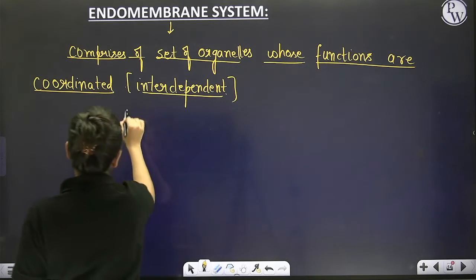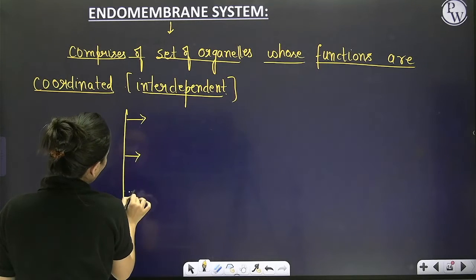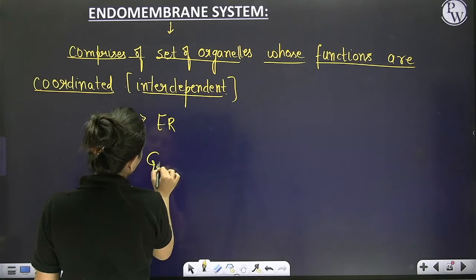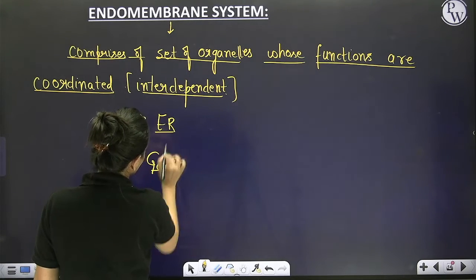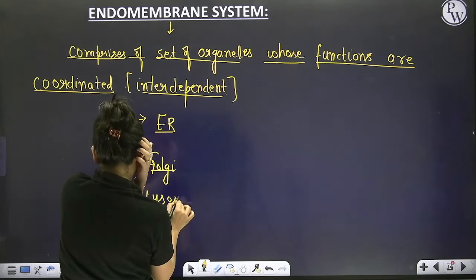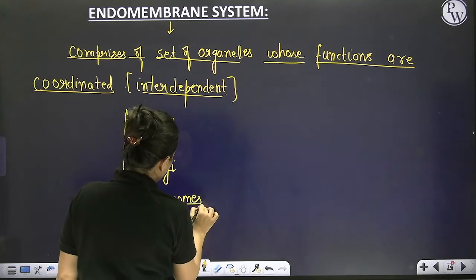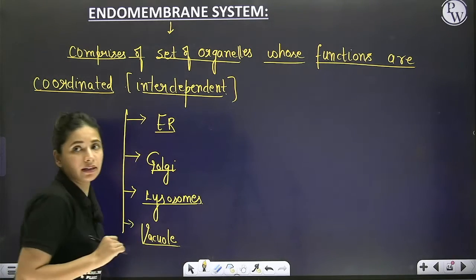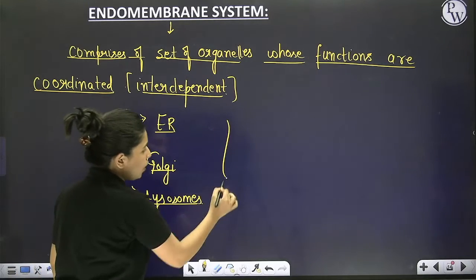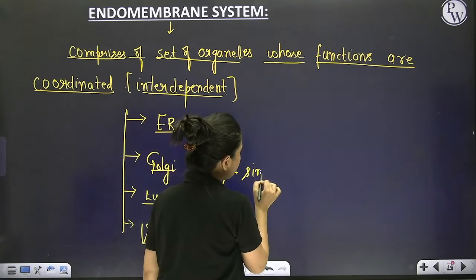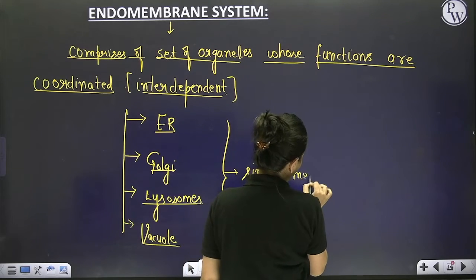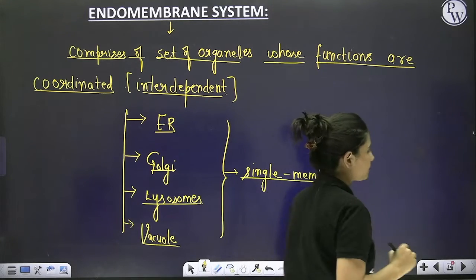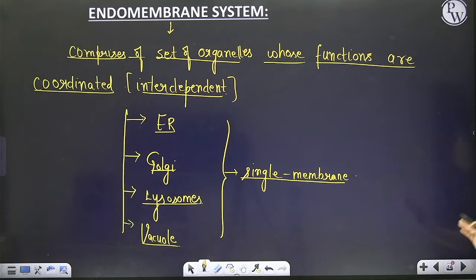Right? Now, the four cell organelles which are part of the endomembrane system are ER, followed by Golgi bodies, followed by lysosomes, and last is the vacuole. Right? So these are the four cell organelles. All of them are bounded by a single membrane. How many membranes are present around them? Yes, they are just bounded by a single membrane.